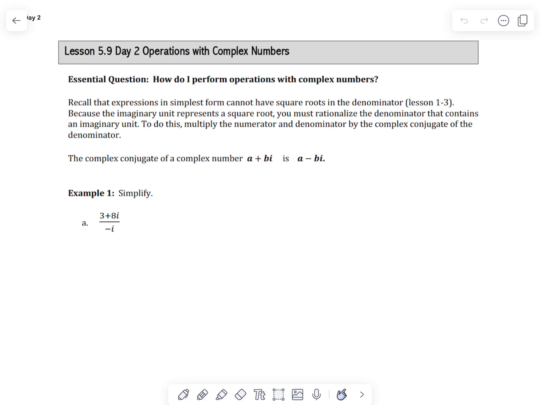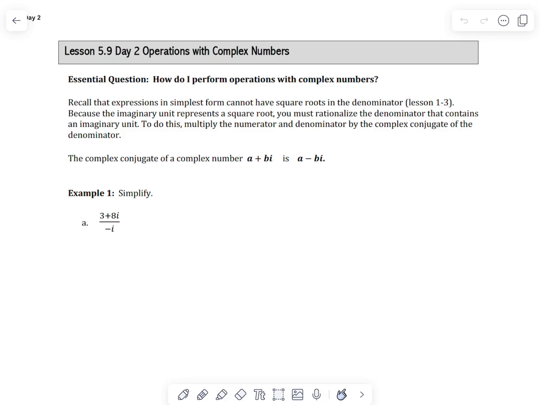All right, here's a continuation of operations with complex numbers. Recall that expressions in simplest form cannot have square roots in the denominator. Because the imaginary unit represents a square root, you must rationalize the denominator that contains the imaginary unit. To do this, we need to multiply the numerator and the denominator by the complex conjugate.